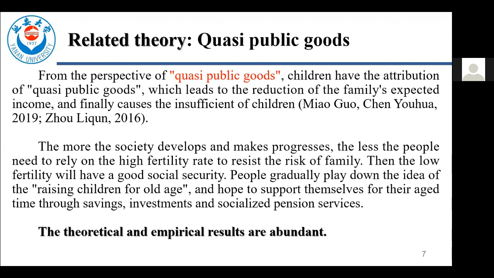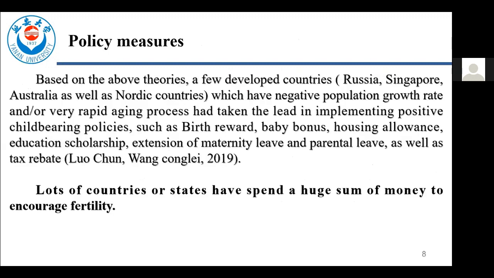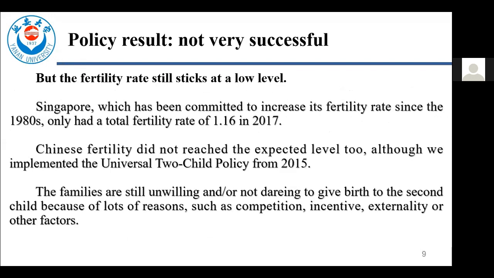So the theoretical and empirical results are abundant. And based on these theories, a few developed countries which have negative population growth or a very rapid aging process had taken some measures to encourage population to increase. But the fertility rate still stick at a low level.